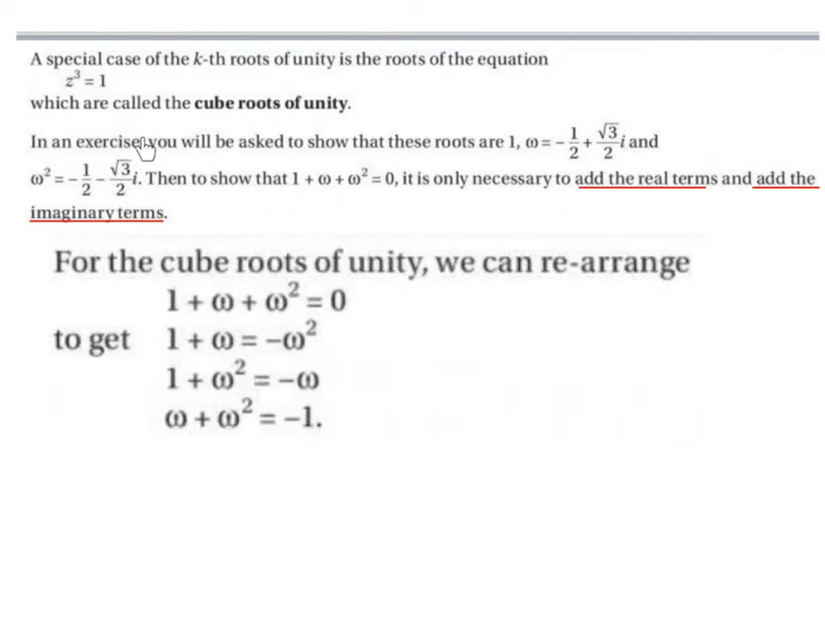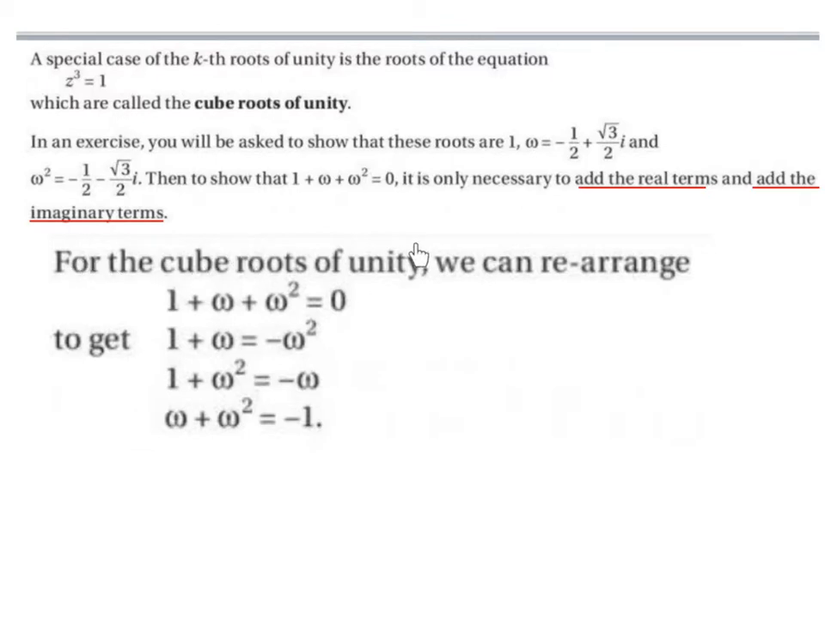In an exercise, you'll be asked to show that these roots are 1, w, which is equal to minus a half plus root 3 over 2i, and w squared equal to minus a half minus root 3 over 2i. Then, to show that 1 plus w plus w squared is equal to 0, it is only necessary to add the real terms and add the imaginary terms.